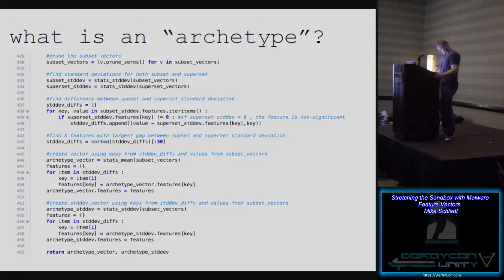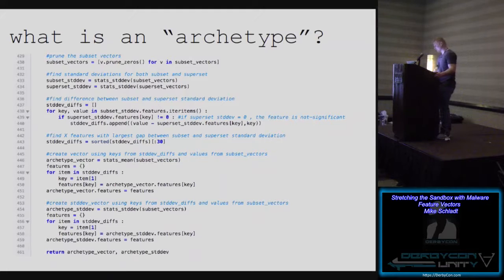So all that, and skip down to the bottom, basically it's going to return a very pruned set of features. Instead of having 255 features where a lot of them are zero, you're going to get like 30 features, and they're all going to be statistically significant for the subset that you provided as compared to the superset.